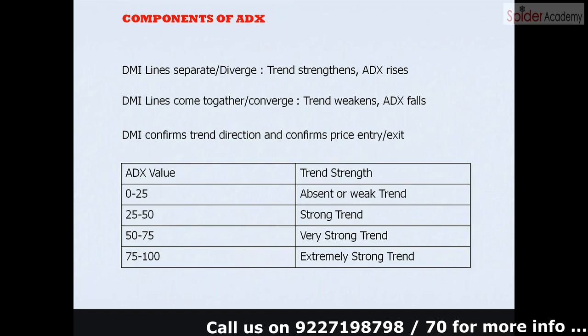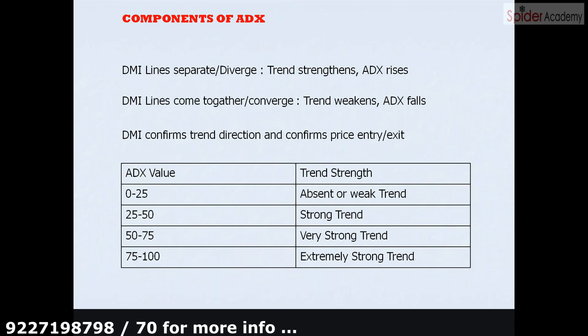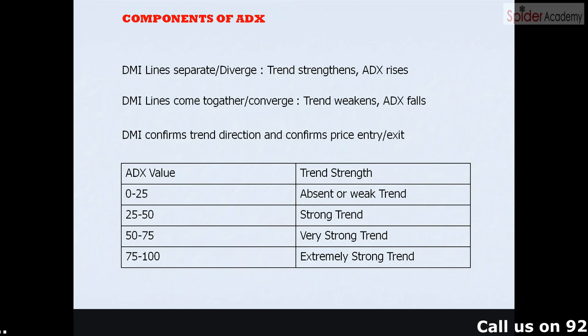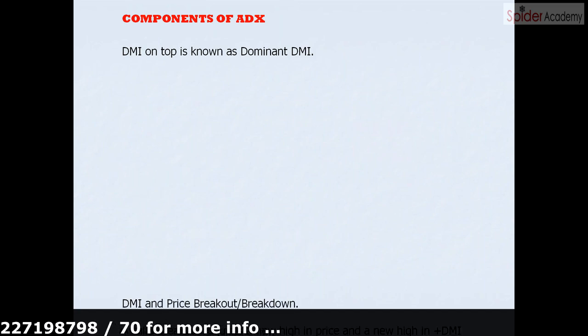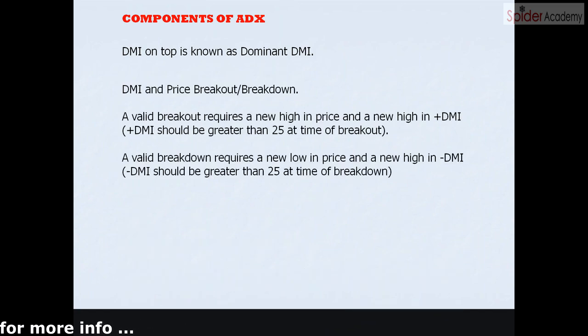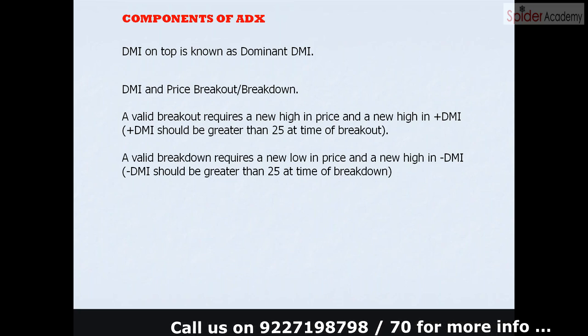But we have usually observed that in ADX, 0 to 60 reading is usually found. Above 60 बहुत usually rare जाता है, कम जाता है. DMI on top is known as dominant DMI. Red या green जो भी ऊपर है उसको हम dominant DMI बोलेंगे.